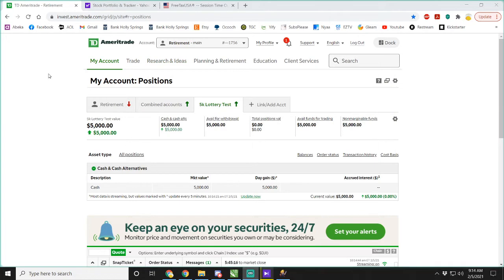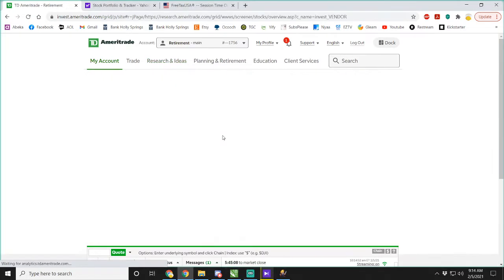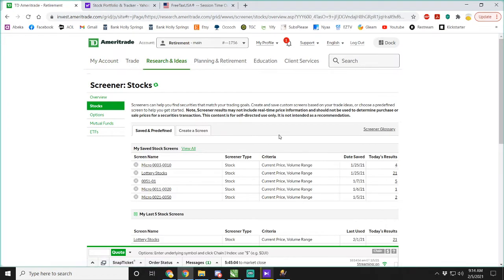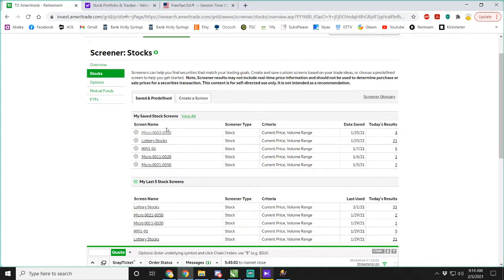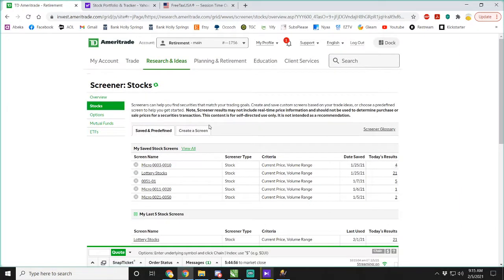So using the TD Ameritrade portal, I'm going to go up to Research and Ideas and down to Stock Screeners. Now, since I actually use this for my normal life, there are a lot of these already done. But I'm going to show you how to create your own screen. So you'll click Create a Screen.